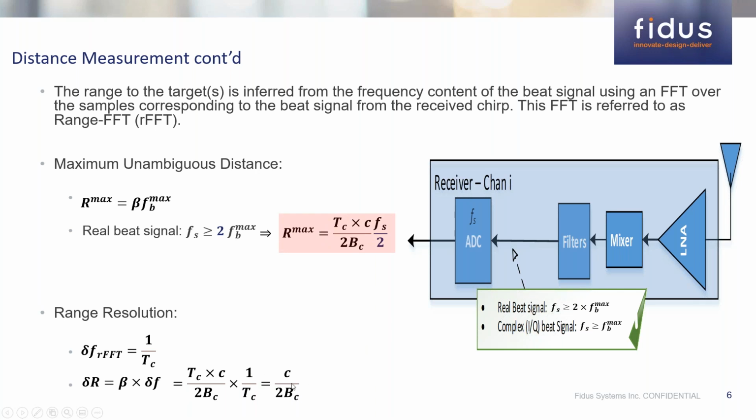range resolution. So what you have to remember from here is just those 2 things, that the maximum range is proportional to the sampling frequency, and the range resolution is inversely proportional to the bandwidth.